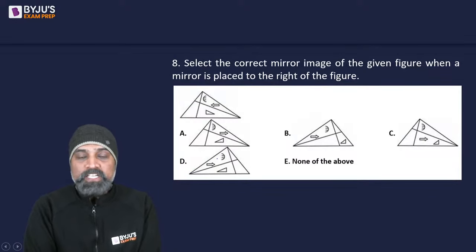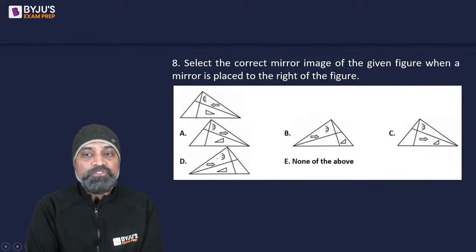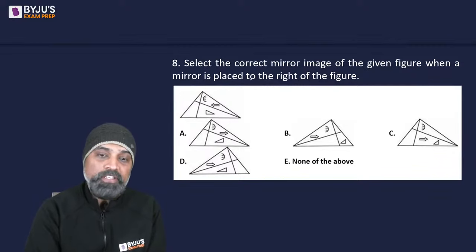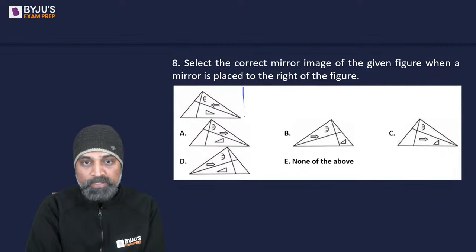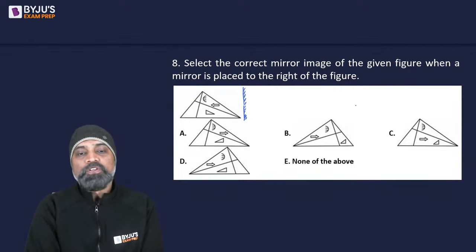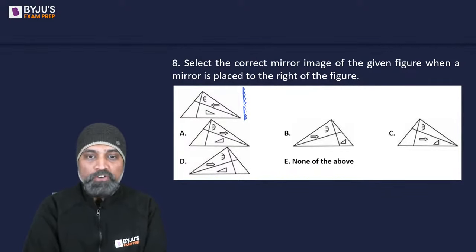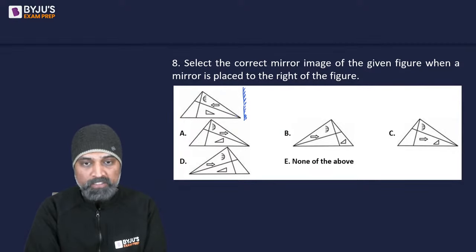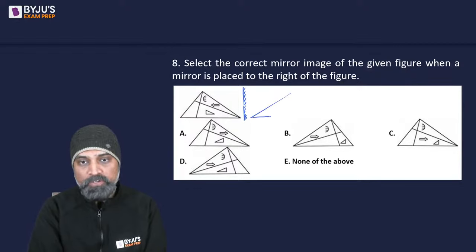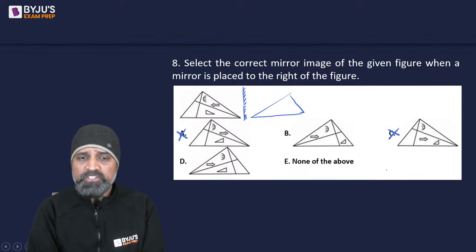Okay, another one. So we have to select the correct mirror image of the given figure when a mirror is placed on the right side of it. So suppose a mirror is placed on the right side of it. So which kind of figure are we going to get? So obviously we have an acute angle, the smallest angle on the right hand side. So the mirror image will have the smaller one here, right? So A doesn't make sense. So does C also not. So answer is going to be among Bravo and Delta most probably, right?